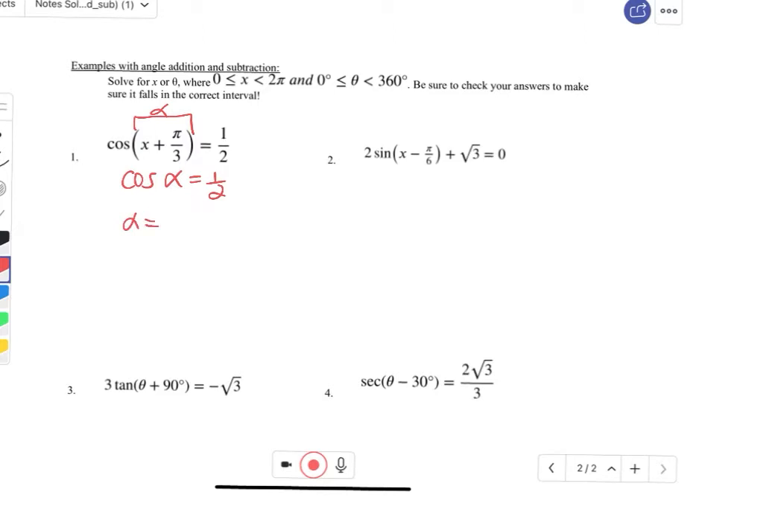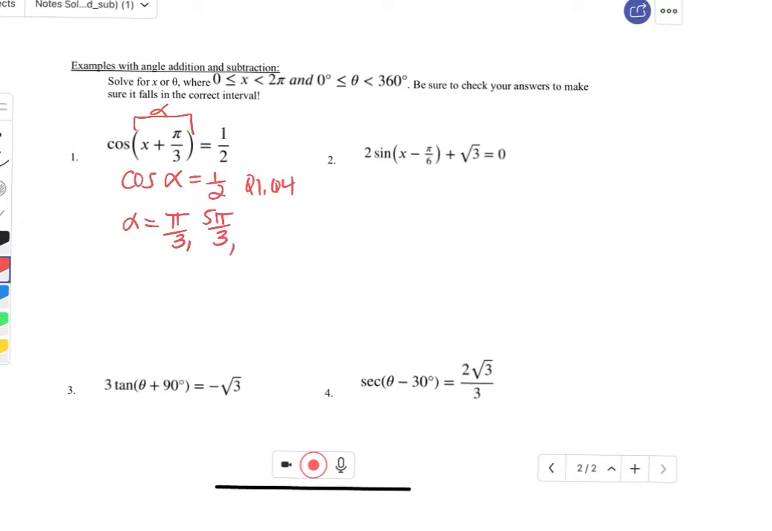Cosine in radians because of the x in the initial line, and cosine is positive in quadrants 1 and 4. So 1/2 for cosine would be my 60-degree angle. My 60-degree angle in quadrant 1 would be pi over 3, and pi over 3 down into quadrant 4 would be 5 pi over 3.